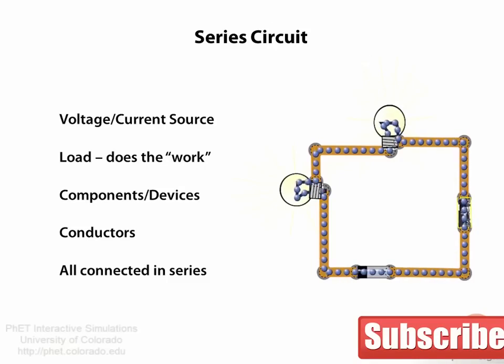The circuit to the right is a series circuit. It consists of a battery as the voltage source, two light bulbs as the load, and a switch together with the connecting wires. All the current flows through each and every piece of the circuit. We see that if we open the switch, breaking the circuit, the current flow stops. Closing the switch, completing the circuit, current flow resumes.